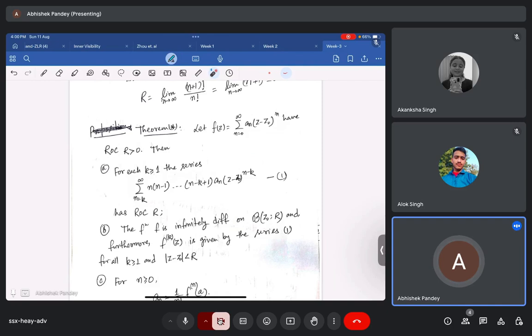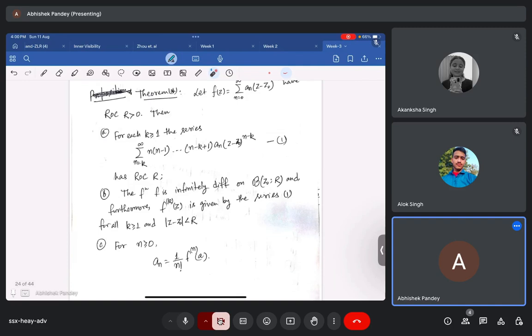So what does it mean? If you have a power series, that is, if you represent a function by this power series, I will tell it later. So this is the formula for a n. Just remember this theorem.